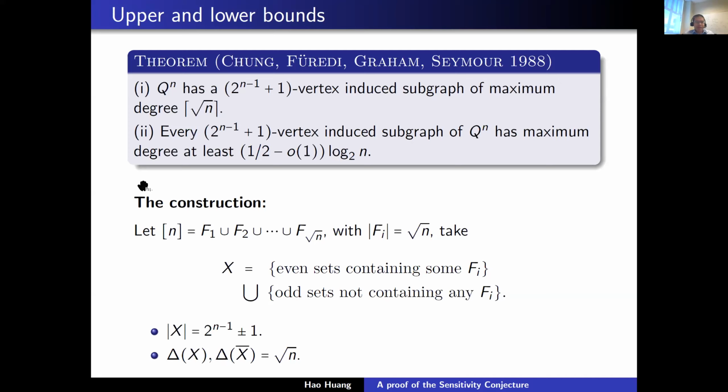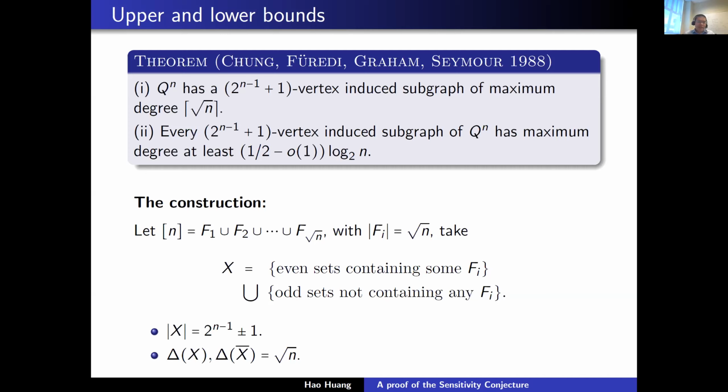So let me briefly tell you how to get this square root of n here. For example, if you take an even set containing some fi, you can try to look for its neighbor. A neighbor of it is an odd set, which comes from adding an element or removing an element from it. If you add an element, you get an odd set which still contains the same fi. So you can't have a neighbor like that in X.